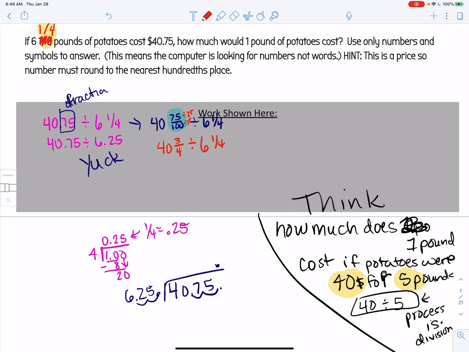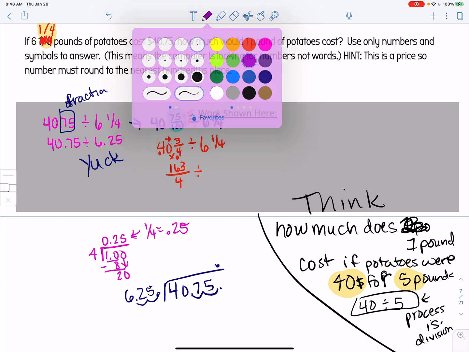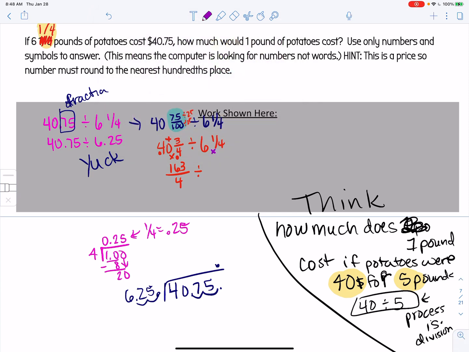So in order to multiply and divide fractions, they have to be fractions, not mixed numbers. So to change that mixed number, I'm going to do 40 times 4, which is 160, plus 3. That makes 163 over 4. Divided by, and I have to change the 6 1/4 too, so you see what I'm doing. 6 times 4 is 24. Add the 1, it becomes 25 over 4. Okay. Now I'm multiplying fractions, which means I need to keep the 163, change to multiply, and flip the last one: 4 over 25.